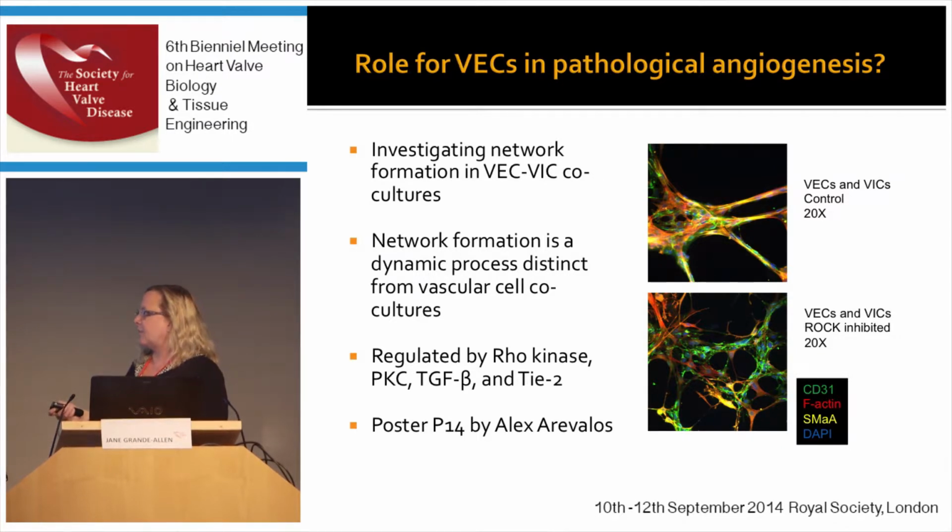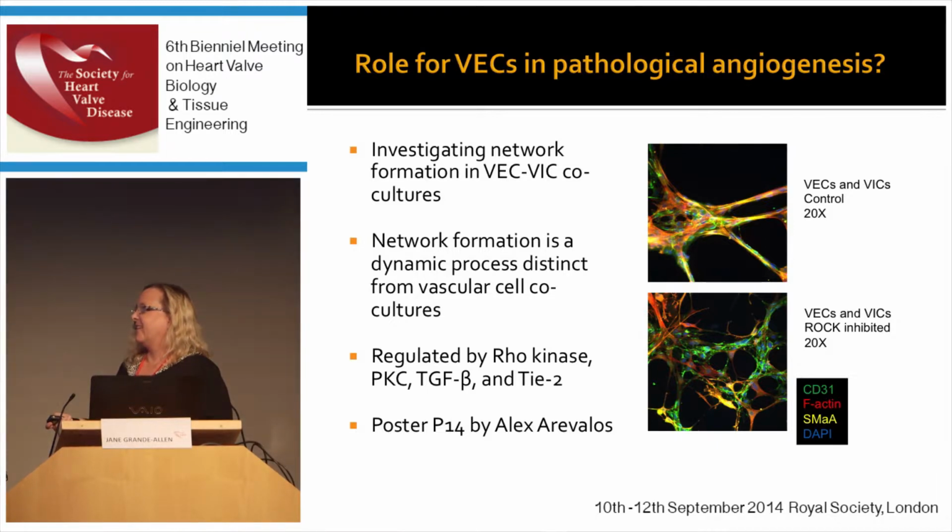And so we also have been looking at the role of VECs in pathological angiogenesis, or just angiogenesis overall. So this is work that my student Alex is going to be presenting at a poster, so I'm not going to go over too much of this. But we've been looking at, first we looked at VECs alone, but more recently VEC and VIC co-cultures. And we find that the network formation by VECs is a really dynamic process, and it occurs very distinctively from what you would expect from vascular cell co-cultures. So it's unique and interesting. And it's regulated by Rho kinase, protein kinase C, TGF-beta, and Tie2, not regulated by some other factors that we would have expected, but much more of this will be presented by Alex today on his poster, so I'm going to skip that.